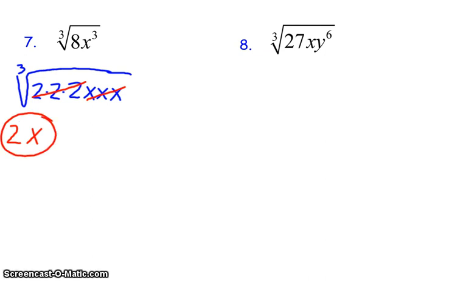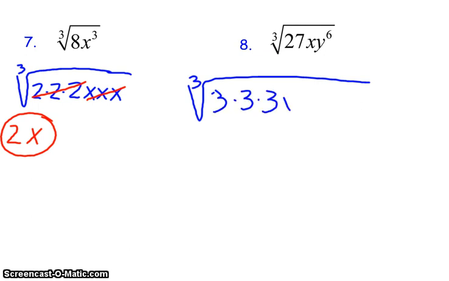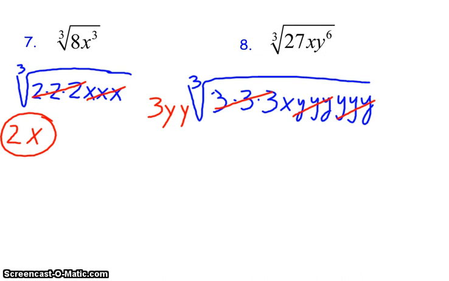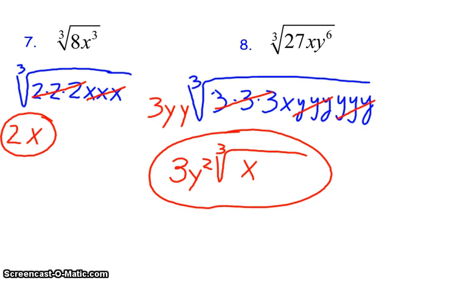Let's take a look at this next one, number 8. So if I do the same thing and factor it into its product of primes, I'm going to get 3 times 3 times 3x, and then I have 6 y's. And again, it takes 3 to come out, so I cross it out, bring a 3 out. I bring 1 y, and I bring a second y. So simplifying it, I would have 3 y squared times the cubed root, and all I have left in there is x. And that would be our final answer.